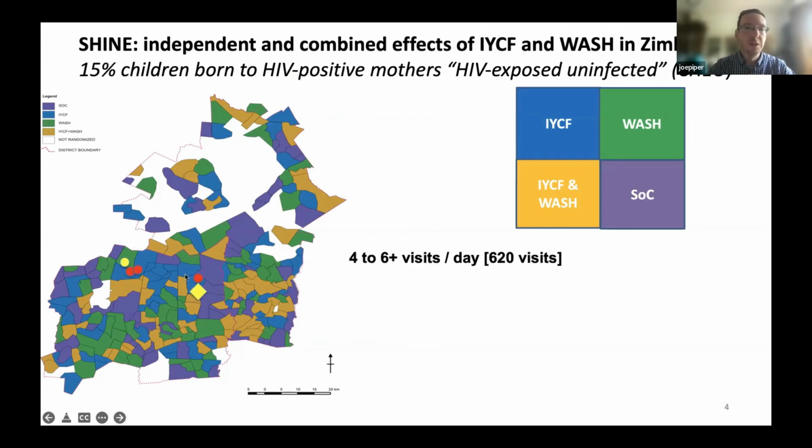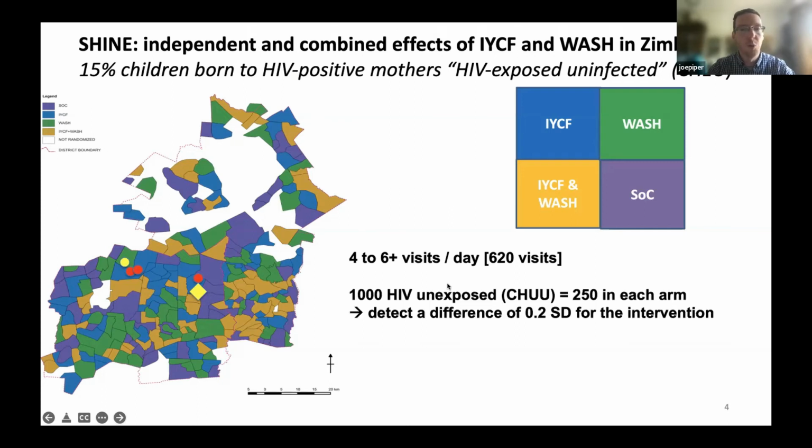And so what we're aiming to do, and what we're doing, particularly working in Shurugwi district here, is between 4 and 6 visits a day. And then we're aiming to measure 1,000 children born to HIV negative mothers, so-called HIV unexposed.